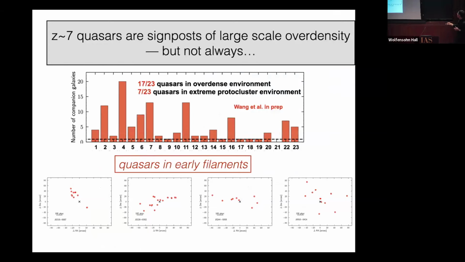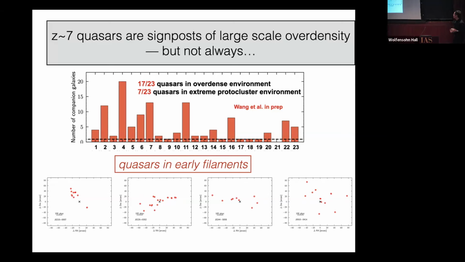So 23 of them have been analyzed. These are the number of oxygen 3 emitters in each of the fields, compared to the dashed line, which is basically what the blank field is supposed to be. The blank field is supposed to be about 1, and some of the fields have 20 galaxies associated with quasars. This means that overall quasars are indeed in overdense environments, and the most extreme examples all look like these linear filamentary structures that simulations predicted.